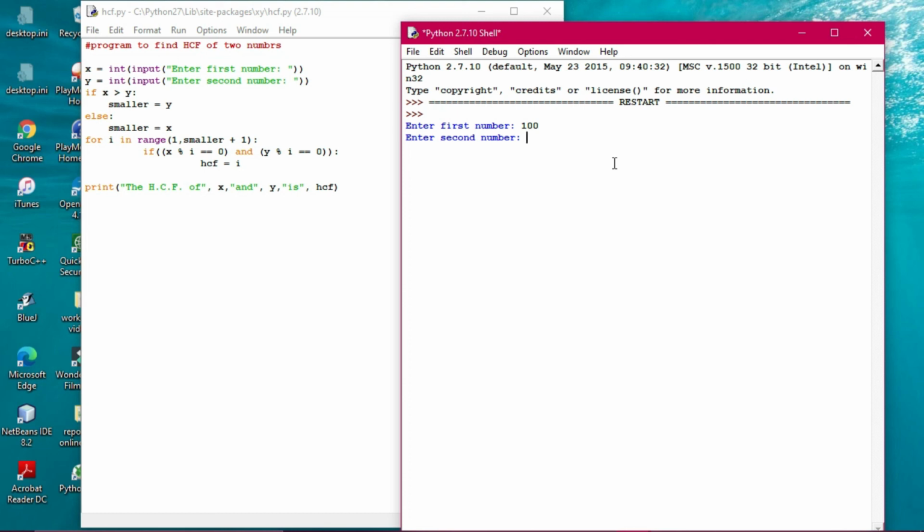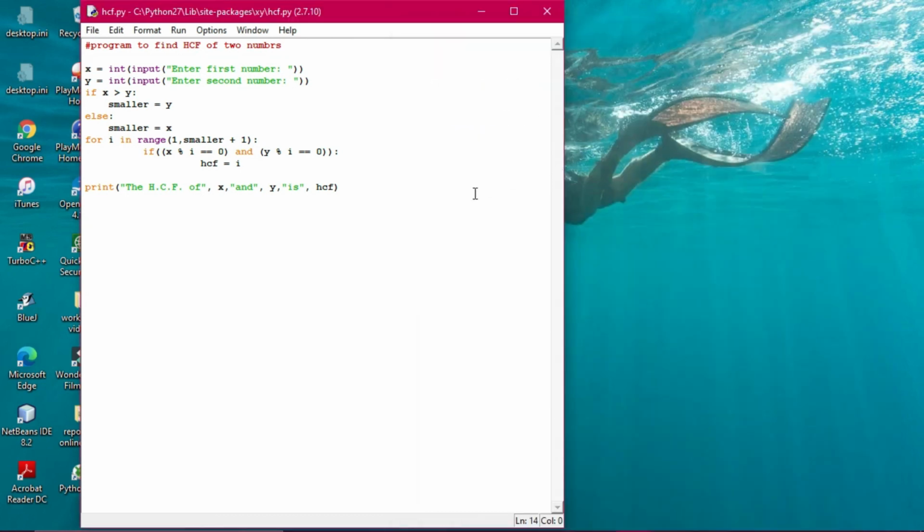Suppose I'm entering 100 as the first number, and another number I'm taking is 85. All right. So 5 is the only common factor. You cannot find any other common factor which exactly divides 85 and 100. So I have executed these programs with various sets of values, and you have seen the outputs are coming correct. There is not a problem. So you must implement this in practical. All right. Thank you very much.